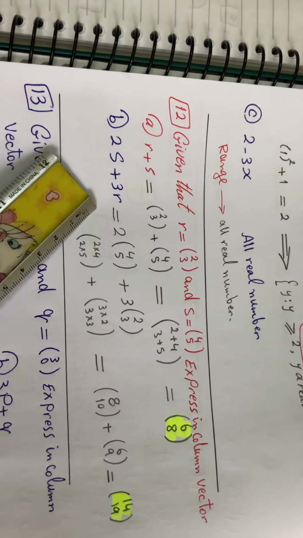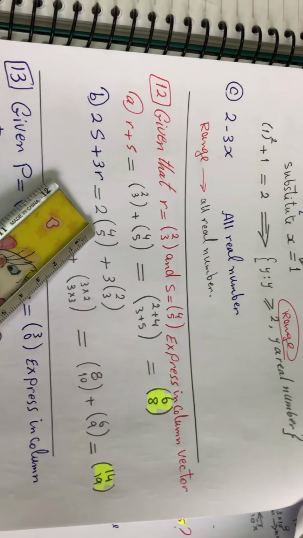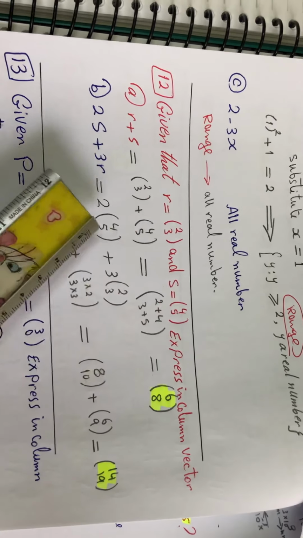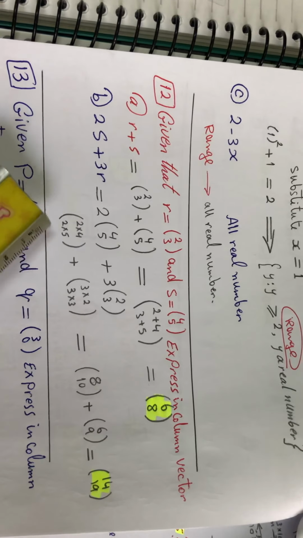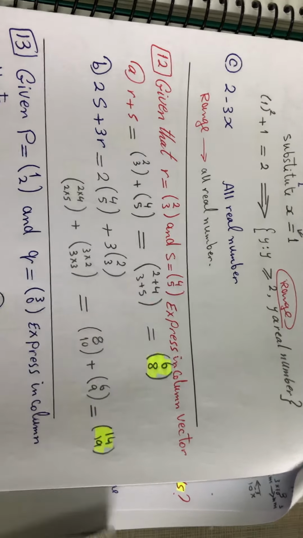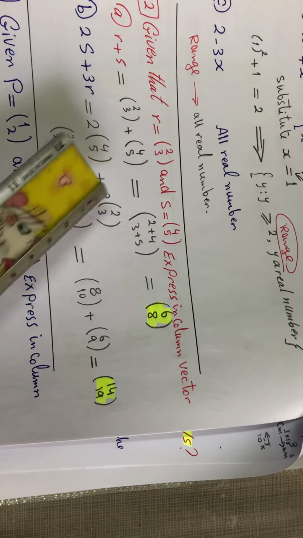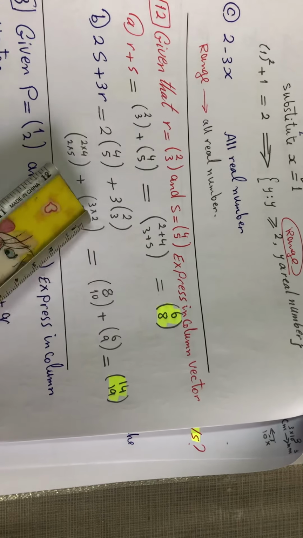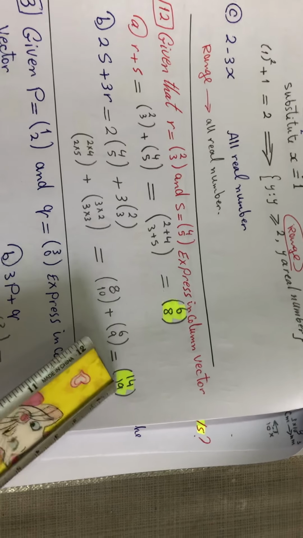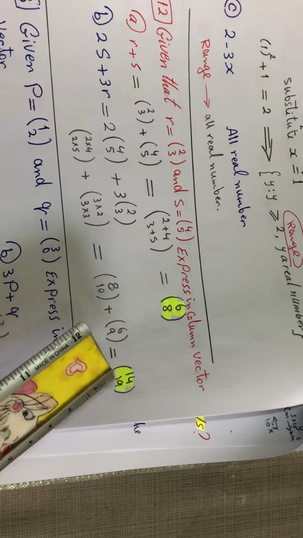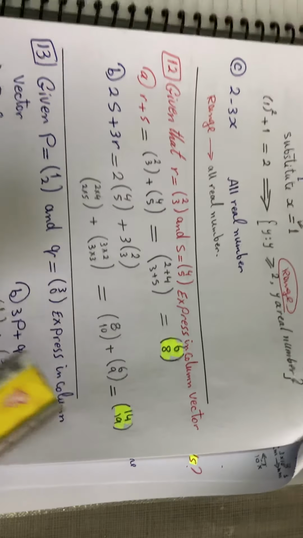2S plus 3R. In the beginning, I have to multiply 2 by S. This is S, 4 and 5. So 2 multiplied by 4 equals 8, and 2 multiplied by 5 equals 10, as you see here. Plus 3 multiplied by R, 3 multiplied by 2 and 3. So 3 times 2 equals 6, and 3 times 3 equals 9. So the column vector here is (14, 19). Okay.